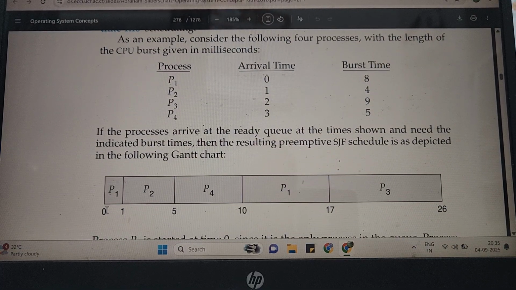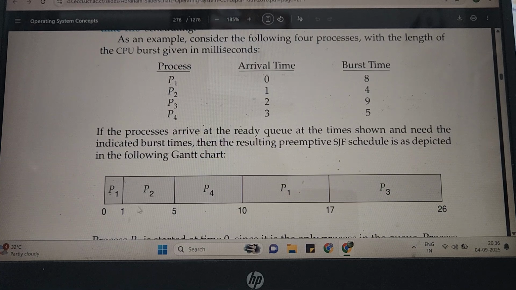So at time interval 0, P1 is the only process that is in my queue. So irrespective of shortest, longest, first come, last come, I have to choose P1 for the first instance. At time instance 1, I have P1 and P2. P1 needs 7 units now because 1 unit has been executed already. This one needs 4 units. So P2 being the shorter one, I will obviously pick P2.